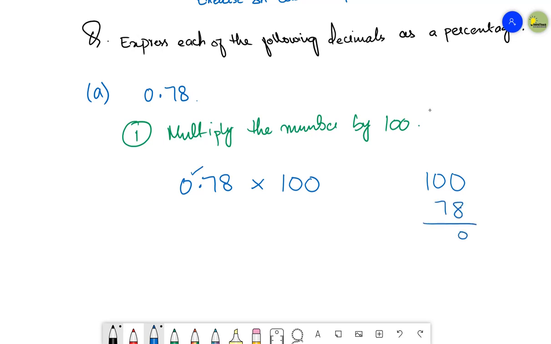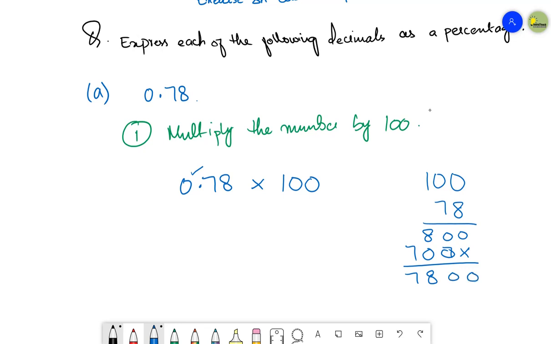8 zeros are 0, 8 zeros are 0, 8 ones are 8. There is a multiplication sign. 7 zeros are 0, 7 zeros are 0, 7 ones are 7. So add it, it is 7800.